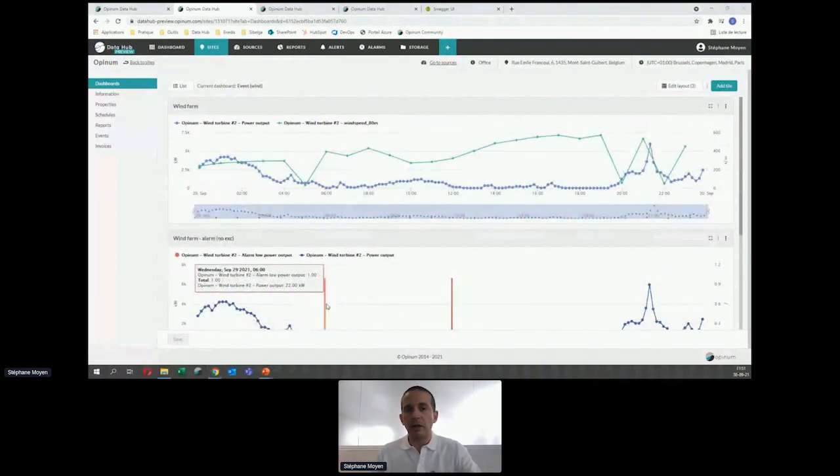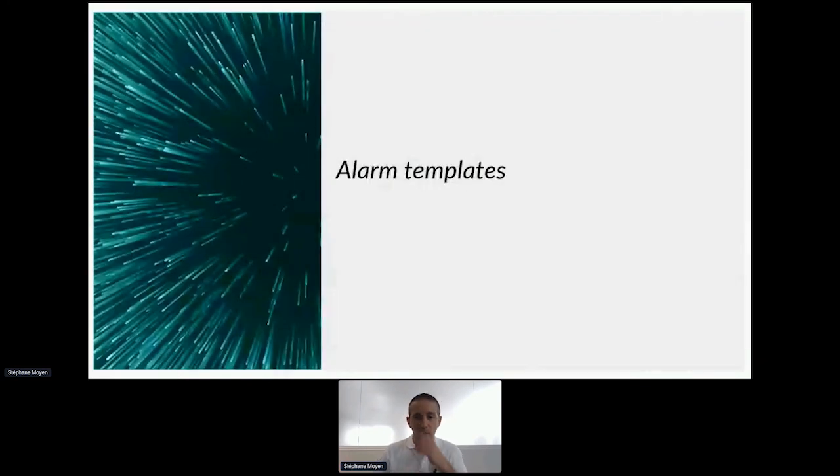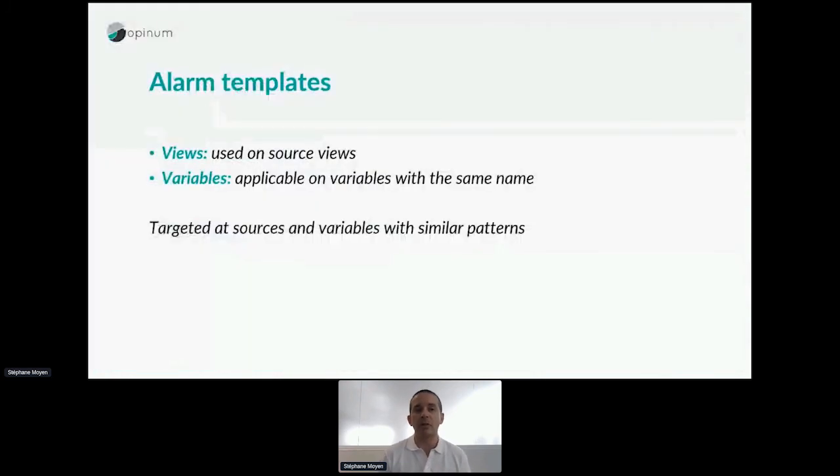Okay, I'm going to try and wrap up this session with a few more notes. The first one is the alarm templates. Alarm templates are going to be used on source views and will be applicable on all the variables with the same name that you have on all those sources. So of course it's targeted at sources and variables with similar patterns. It does not make sense if you are using templates for different types of variables, of course.